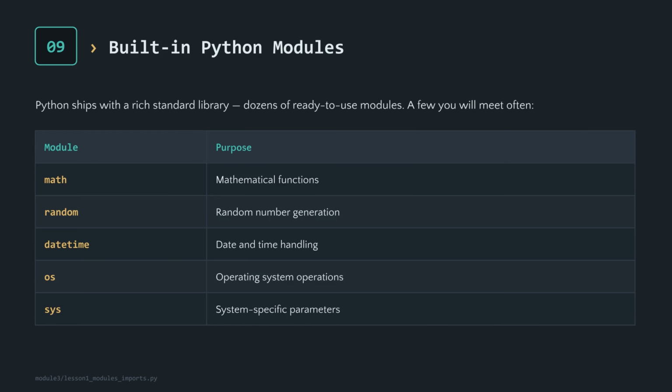Python includes a rich standard library with dozens of ready-to-use modules. You'll frequently rely on modules like math for calculations, random for generating numbers, datetime for time handling, as well as os and sys for operating system and environment operations.